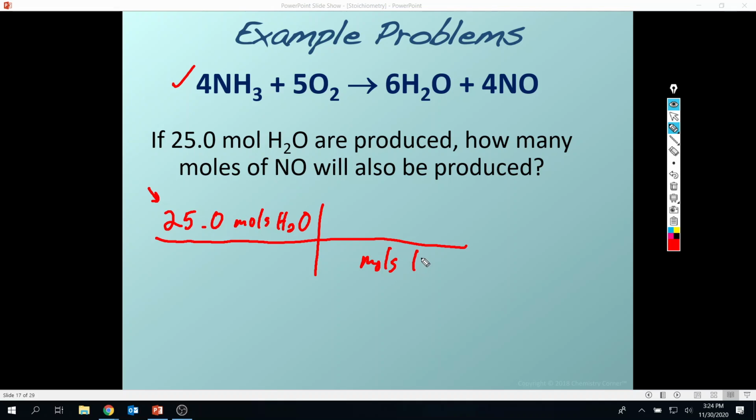So moles of H2O to moles of nitrogen monoxide, and let's see, 6 moles of H2O to 4 moles of nitrogen monoxide. So 25 times 4 divided by 6. I got 16.6 repeating, so it would be 16. Because after the decimal place, the 0 counts, right? The 0 counts since it follows a decimal. So it'd be 16.7.